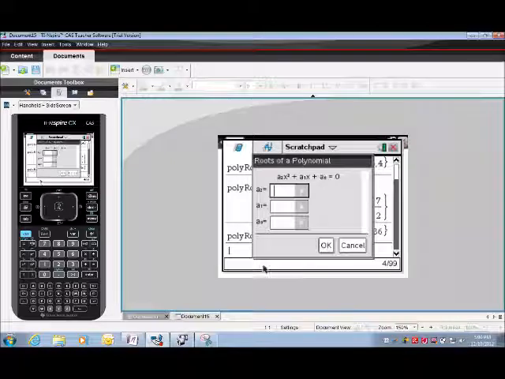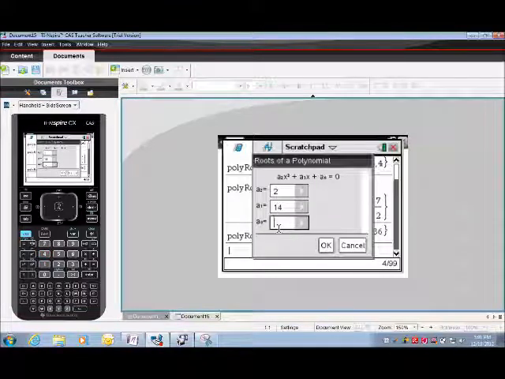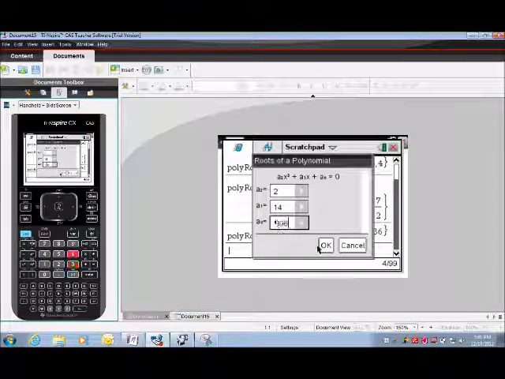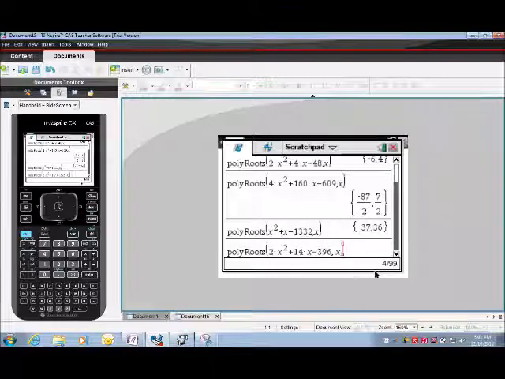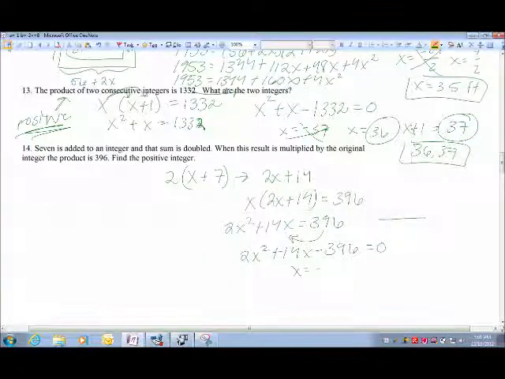And your A value here is 2. Your B value is 14. And your C value is negative 396. Hit OK. Hit enter. And you get x equals negative 18 and x equals 11. If you read the problem, it wants a positive integer, so x is equal to 11. We are not interested in the negative 18.